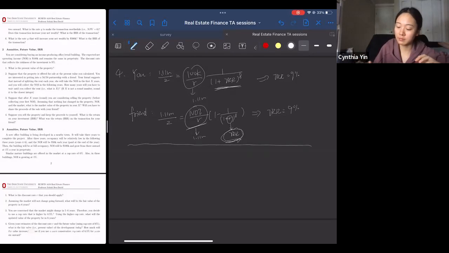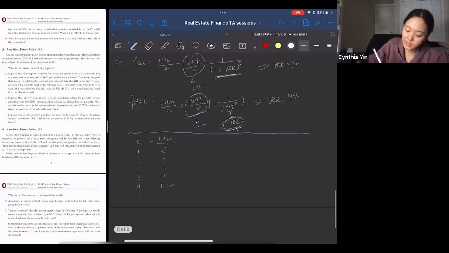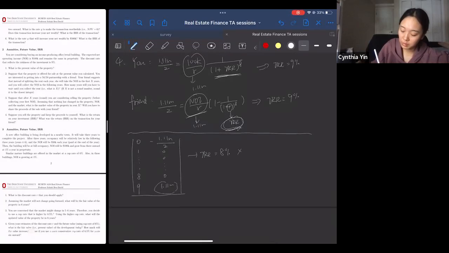Apparently your friend IRR you get is right, but in Excel, for your part, you pay at time 0 minus 1.11 million divided by 2, and from time 1 to time 8, it's all 0. And from time 9, there's 1.11 million. This is what I see from the spreadsheet that some of you report to me, and you apply the IRR formula, you get 8%. This is wrong because this 1.11 million should be at year 8.